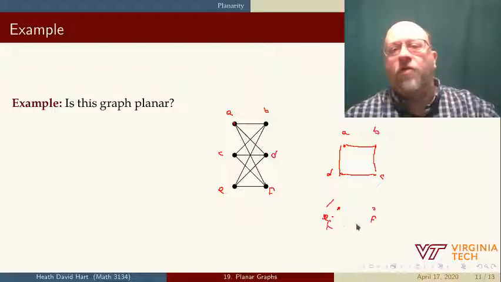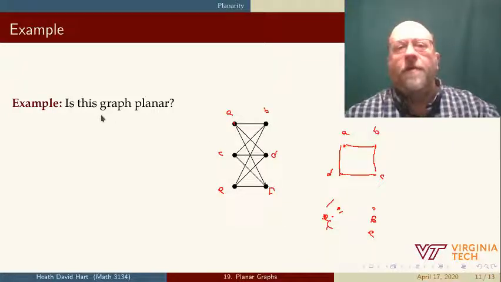If I switch these and moved F and E this way, then the edges from A to F would be straight down, and the edges from B to E would be straight down. But the edges from C to F and D to E would be crisscrossing again. In other words, there's no way I can place these two vertices to avoid both kinds of crisscrossing. This graph is not planar.